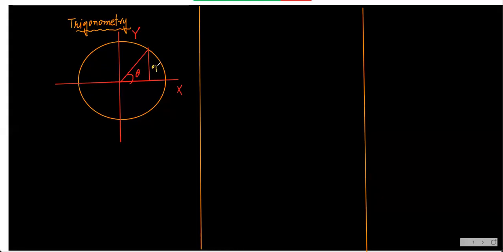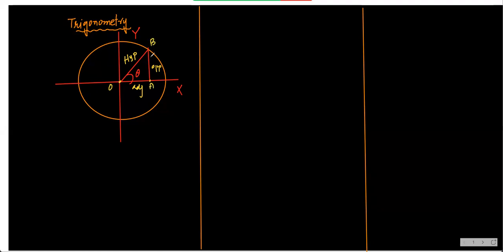Opposite side. This side is called the adjacent side. This is called the hypotenuse. For our convenience, if you want to give some names, you can also give the names O, A, H. We are giving the names.